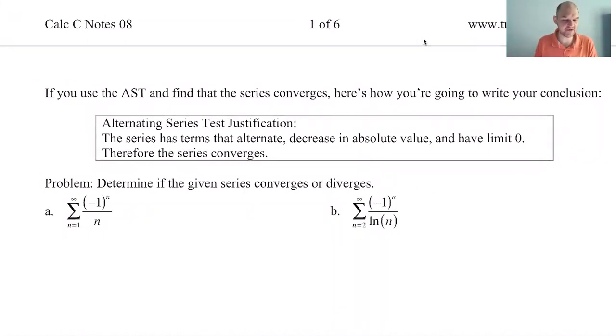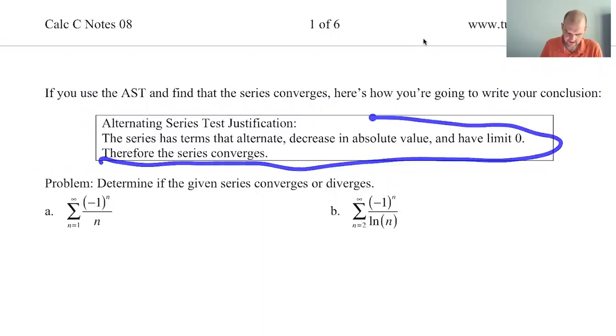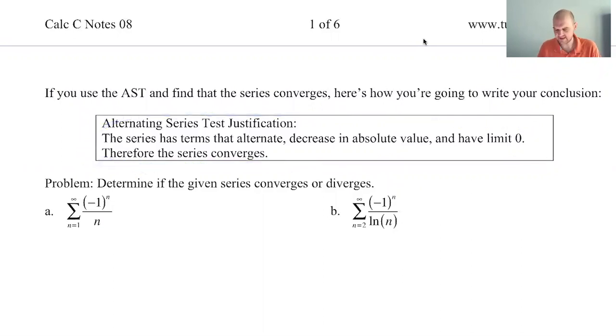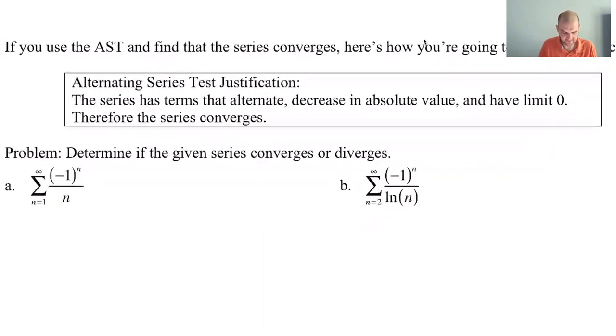I combed through what the College Board uses in their explanation of convergent series on the free response questions, because I think that's the safest way to go. This is the justification that they give: the series has terms that alternate, decrease in absolute value, and have limit 0. Therefore, the series converges. So that's what we're going to write when a series converges by the alternating series test.